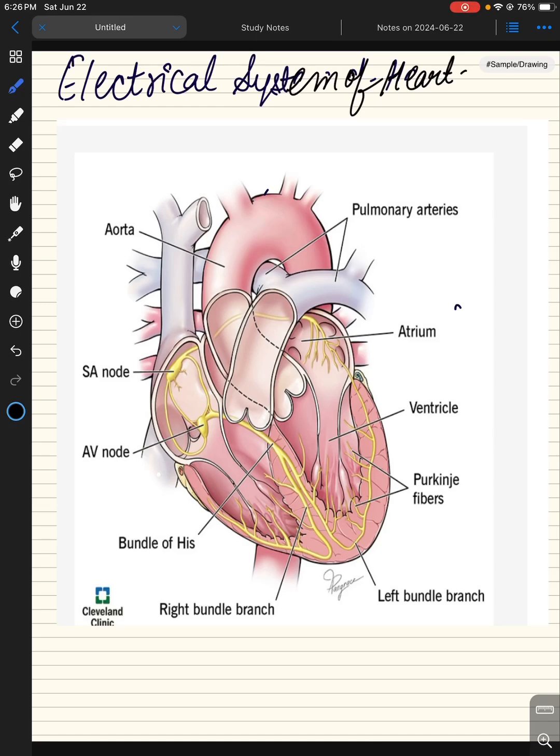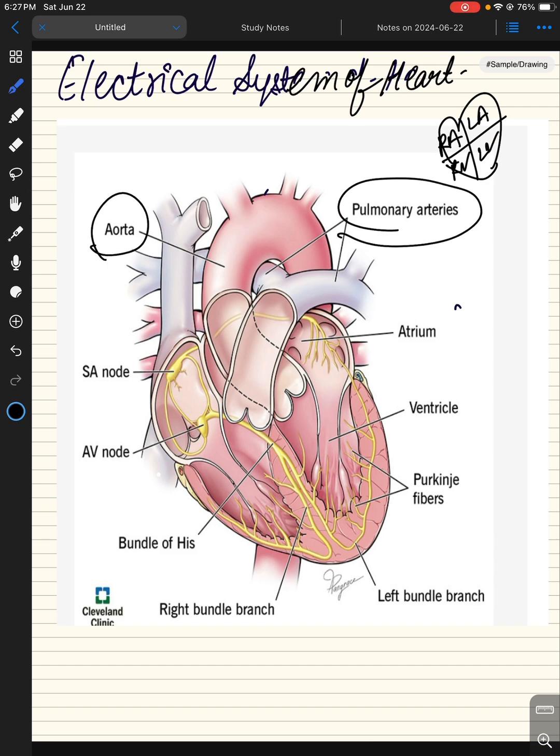So in this video I'm going to discuss the electrical conduction system of the heart. In the last video we already discussed what the heart is and what its chambers are. So we have already discussed this is the heart. It has four chambers: right atrium, right ventricle, left atrium and left ventricle, and about the aorta as well as the pulmonary arteries.